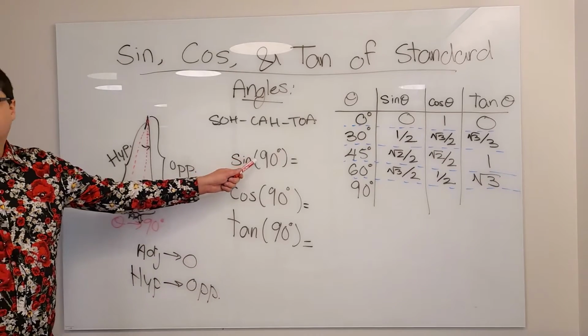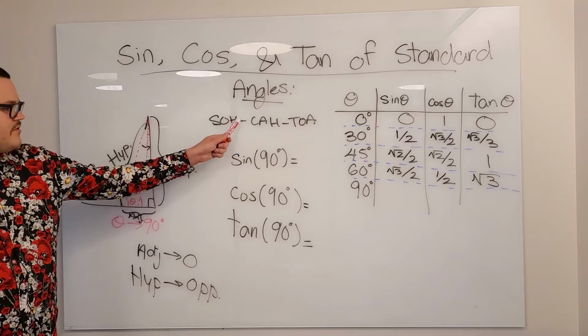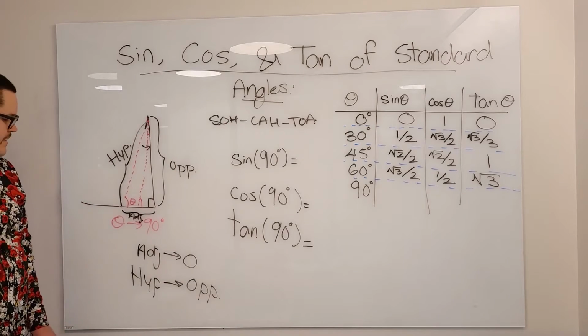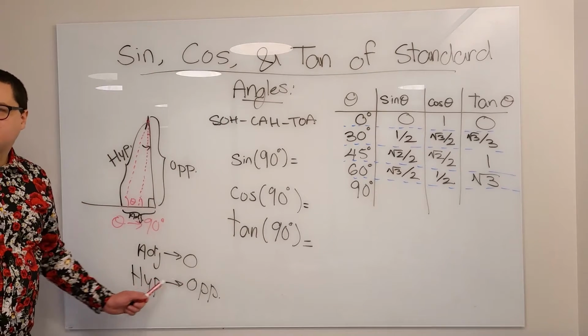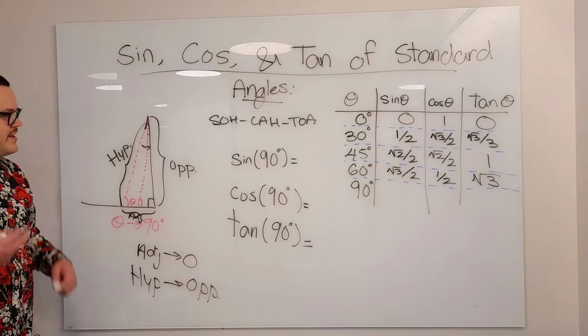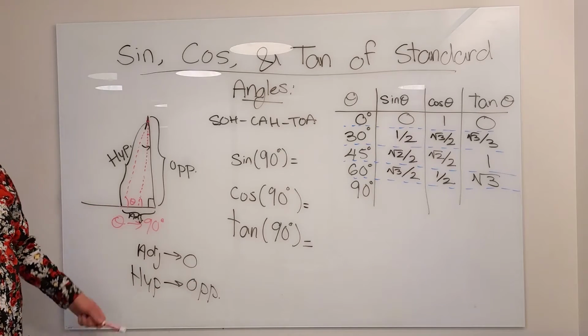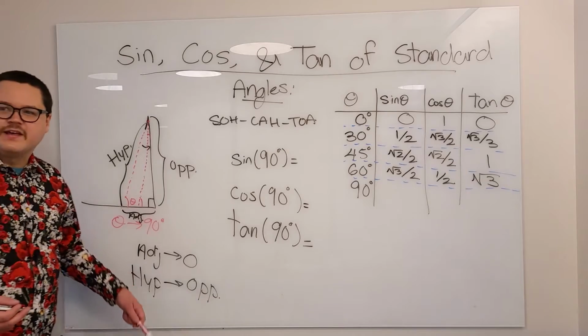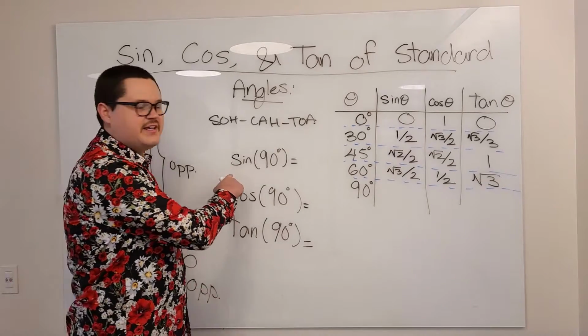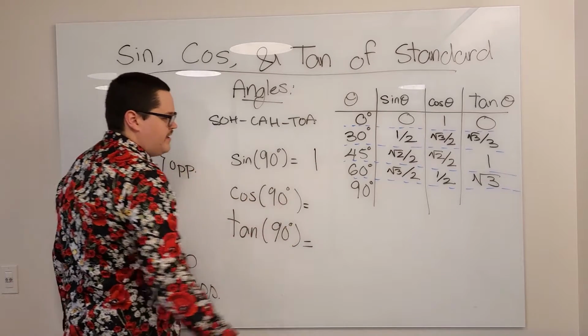So let's start with sine of 90. Opposite over hypotenuse. Well, the hypotenuse is approaching the opposite. So in the limit, they're equal. So anything over itself is 1. Therefore, sine of 90, that's 1.